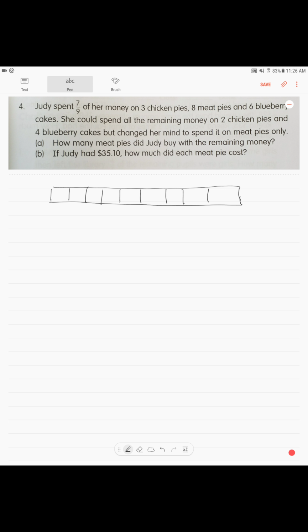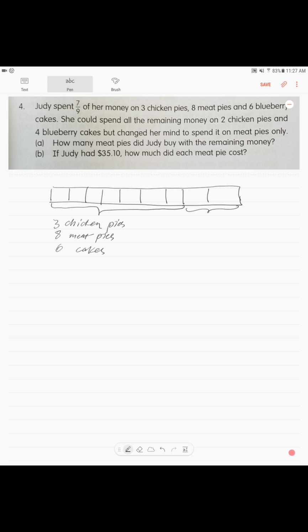So they tell us that Judy spent 7/9 of her money on 3 chicken pies, 8 meat pies, and 6 blueberry cakes. So this is what you do, just not to lose anything. Don't be afraid to write too much. Write everything in detail. So three chicken pies, and 8 meat pies, and then 6 cakes. What is the leftover money? They tell us she could spend all of the remaining money on 2 chicken pies and 4 blueberry cakes, but changed her mind and spent it on meat pies only. We're going to return to that later.